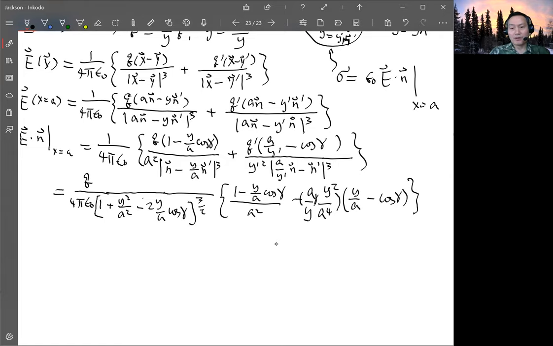Okay, so what you have is 1 over a square, and you can take a square out. So the terms that don't involve cosine gamma, you have y over a times this y over a over y times y over a, so you can basically cancel this 2. And so you have 1 over a squared and y squared over a fourth. So you take a squared out, so it equals q over 4 pi epsilon 0 a squared times this factor.